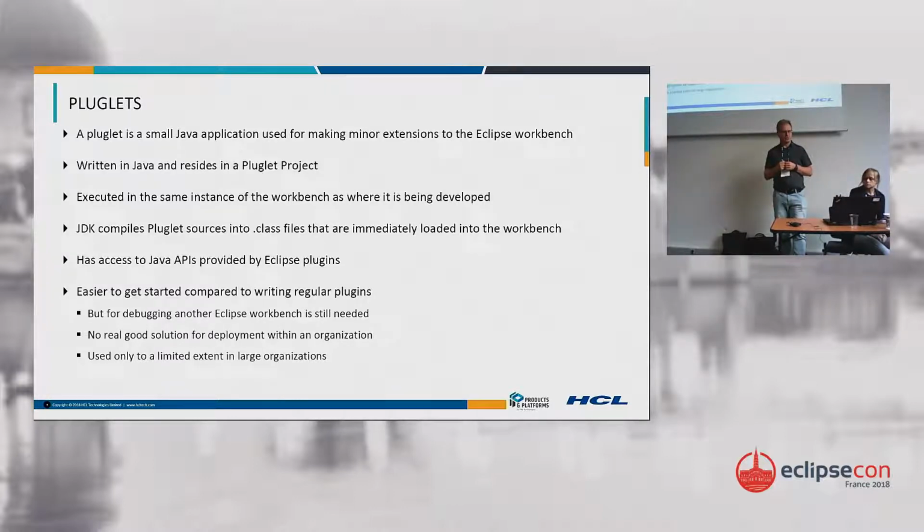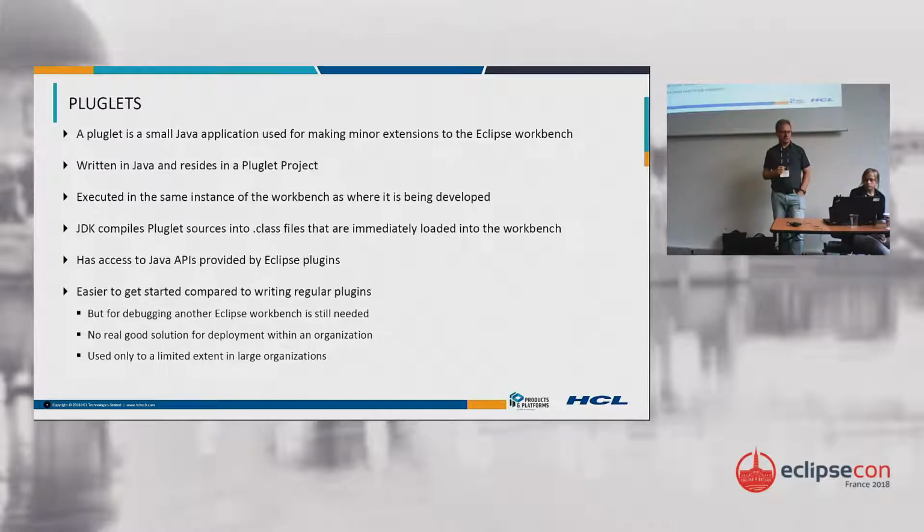And the pluglet source code is basically Java that you put in a pluglet project. The difference compared to a normal plugin is that it executes in the same instance where you develop the plugins, which is similar to a script language. It works by having the JDK compile the pluglet source code into class files that are then immediately loaded into the running workbench. And of course, since this is Java, it has access to all Java APIs provided by Eclipse plugins, which is nice. And it's a little bit easier to get started developing customization in this way.